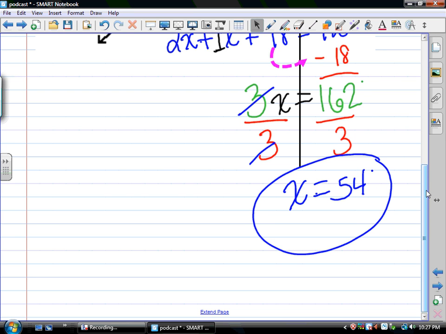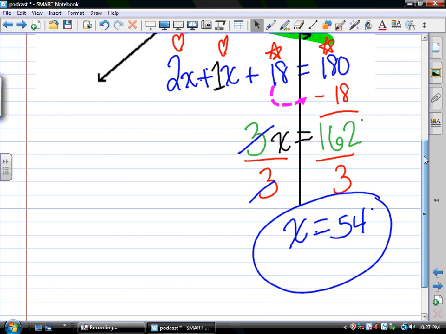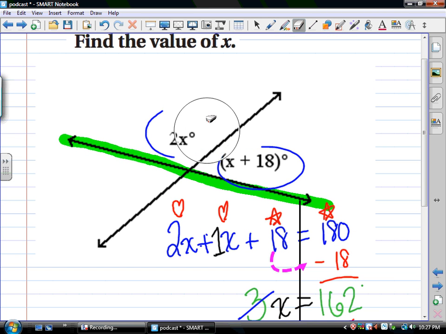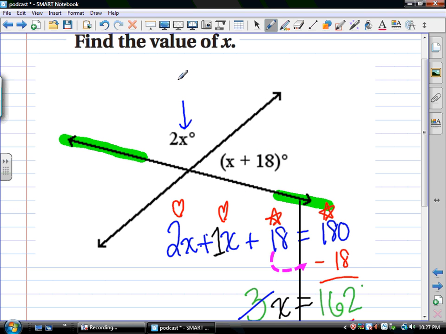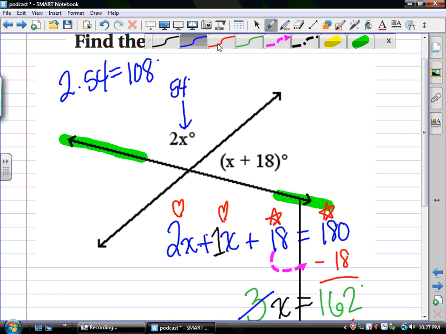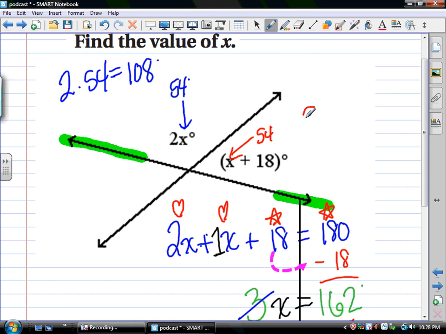Excellent job. Plus 10 for your group if you said Mr. Phillips, check your answer. Plug and chug, put in 54 degrees for x. 2 times 54 gives you 108. Plug and chug, put in 54 for x. 54 plus 18 should give me 72.